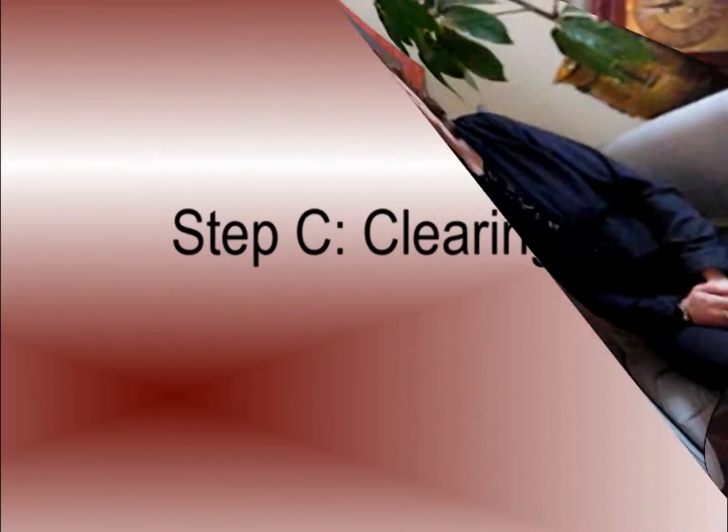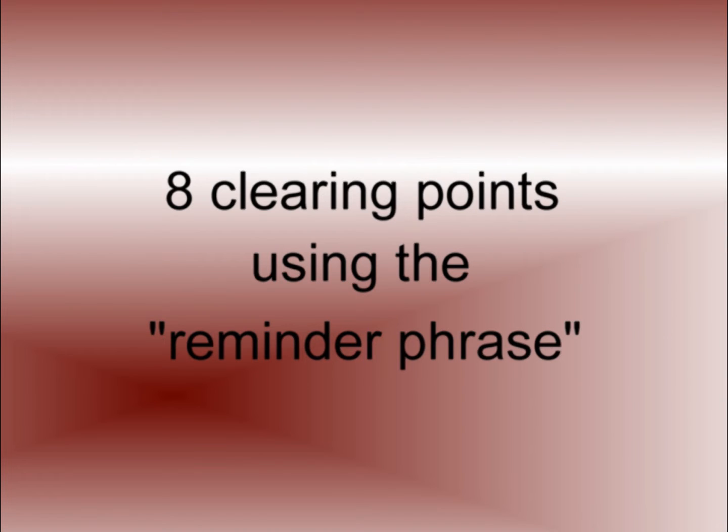Now we're ready for the next part, step C, which is clearing. We're now going to tap on 8 different stress points or acupuncture points on the body. This time you don't need to say the setup statement, just a reminder phrase. So in my example, I would say "this test anxiety" as the reminder phrase. Often when we tap, if you have glasses, you can just take those off. So the first point is on the top of the head. We tap that point and say our reminder phrase, this test anxiety.